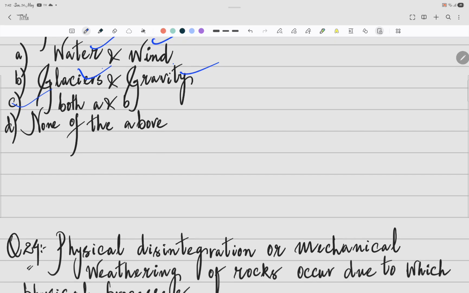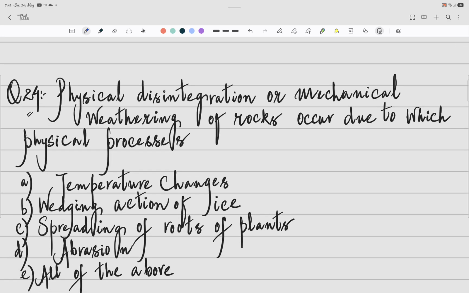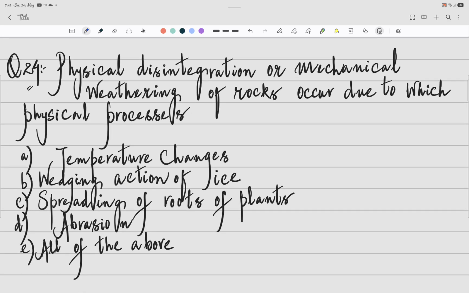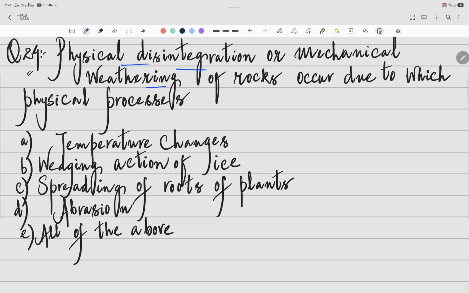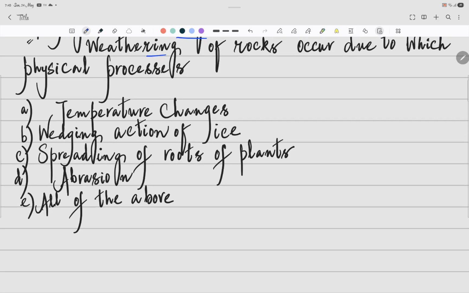All right, moving on. Question number 24. Question number 24 says, physical disintegration or mechanical weathering of rocks occur due to which physical process? We know that soils are formed by physical disintegration or mechanical weathering of rocks and chemical decomposition as well. But here we have been asked that physical disintegration or mechanical weathering of rocks occur due to what physical processes? Temperature changes, wedging action of ice, spreading of roots of plants, abrasion, all of the above. The answer is all of the above.